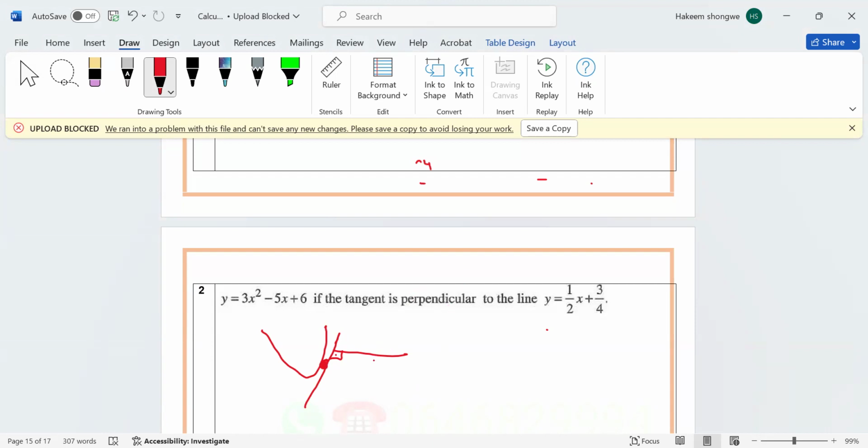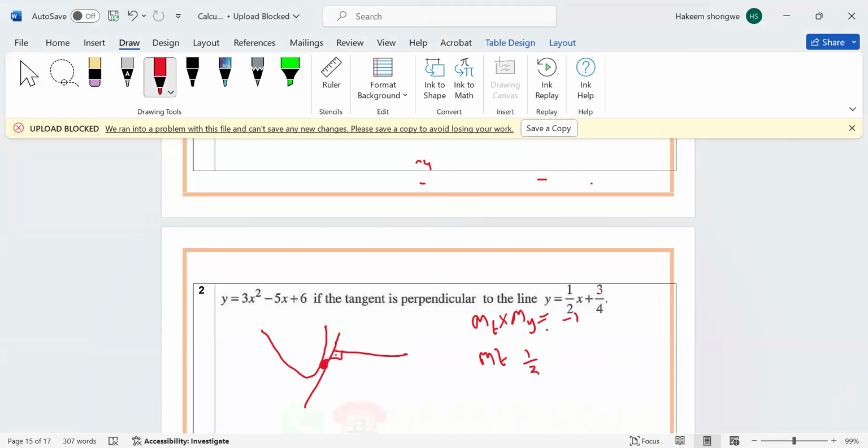When I see a perpendicular line, I remember that m something multiplied by m something is equal to -1. The reason being perpendicular lines, again, from analytical geometry. So we let the m of the tangent, mt, and the m of the line y, which is equation A. The m of that line is half.